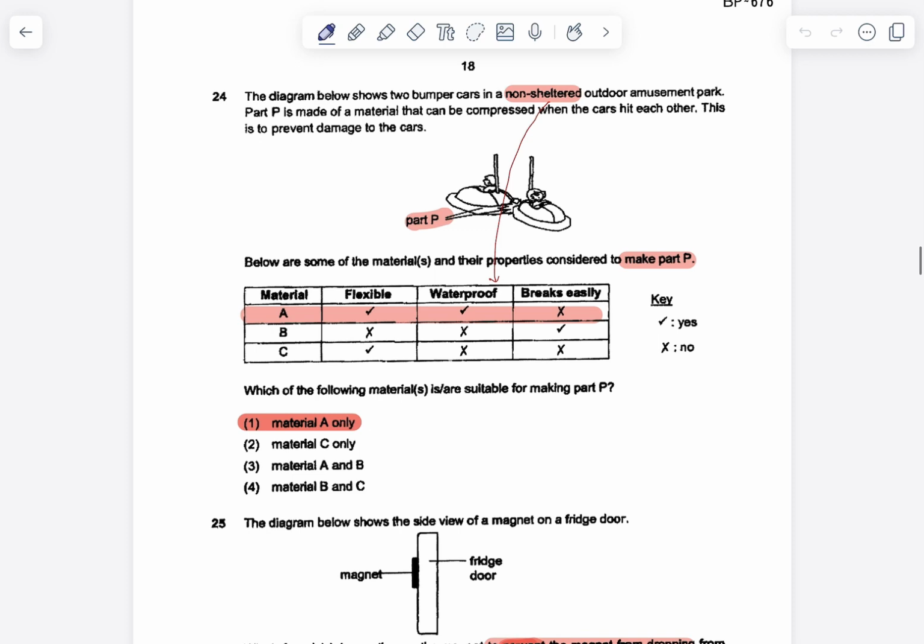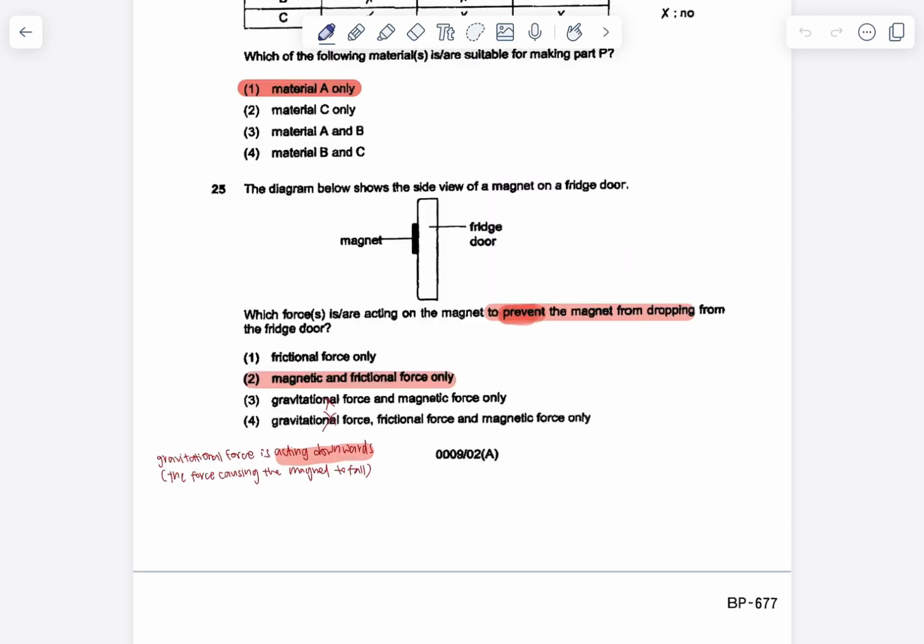Question 25. The diagram below shows the side view of a magnet on a fridge door. Which forces are acting on the magnet to prevent the magnet from dropping? So that would be 2. Magnetic and frictional force. Gravitational force is acting on the magnet, however, it causes the magnet to fall. So it is acting downwards, in the direction of the magnet falling, but the question wants the force which is preventing the magnet from dropping. So that will just be the magnetic force and frictional force.